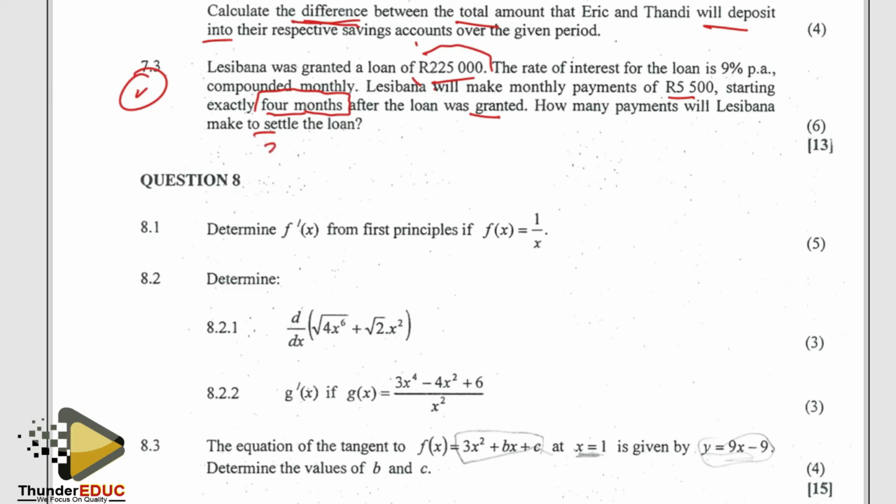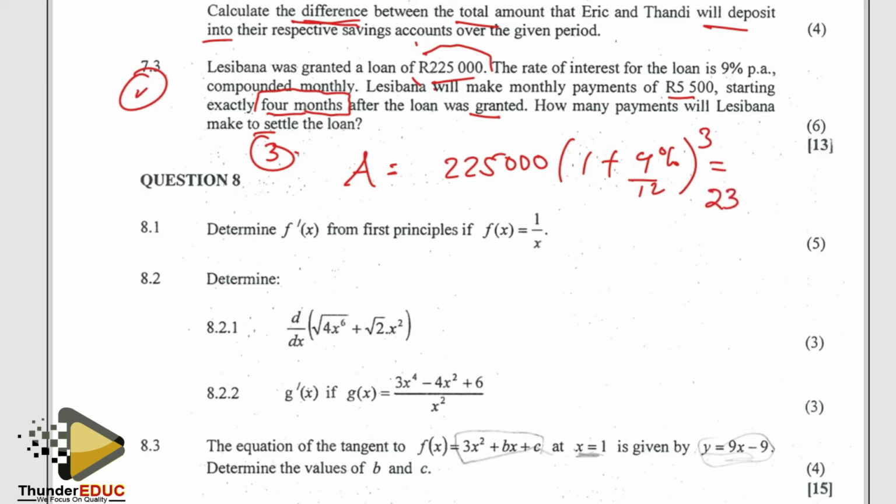Okay, so for the first 3 months, this money will be growing. Let's get the new amount now. That's 225,000 into 1 plus the I, which is 9%, and we're compounding it monthly for just 3 months. Okay, so when I do that, I end up with the new loan amount, which is 230,100.56. Okay, so let me go down here and say this is my 7.3.